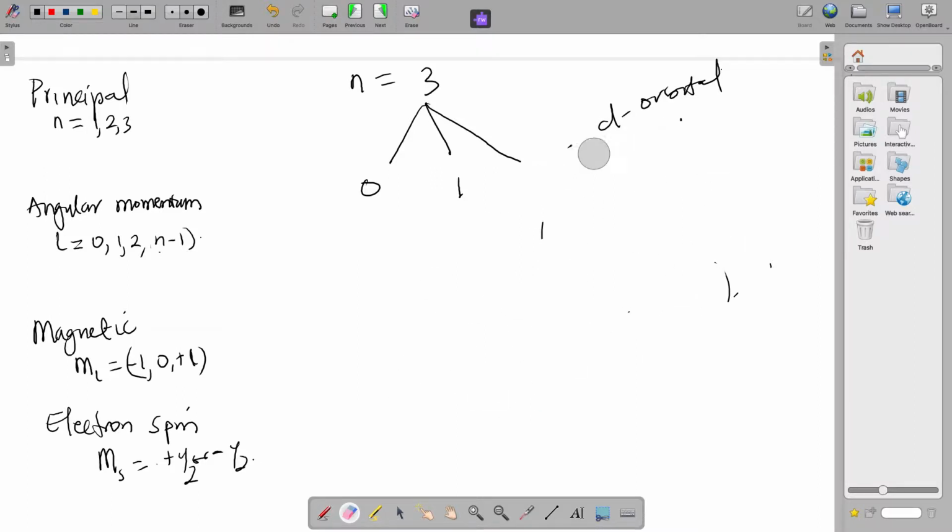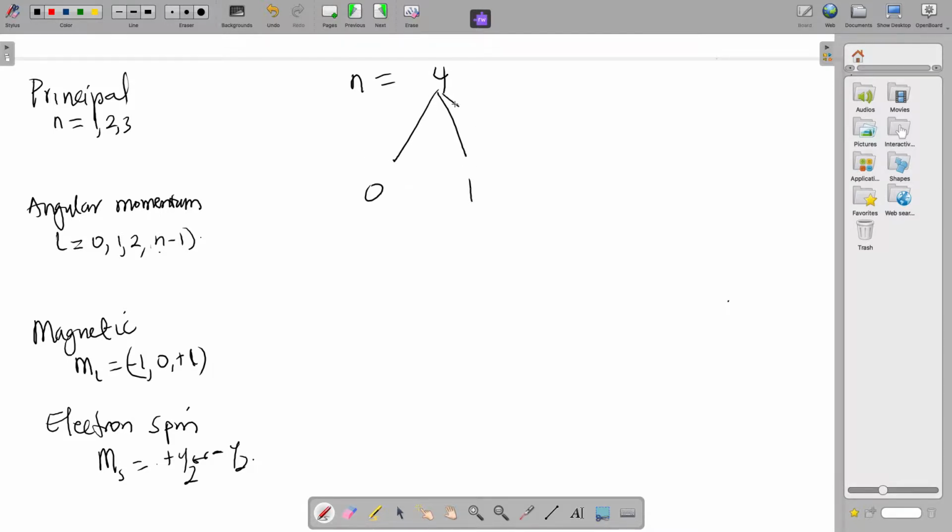The last one is when n is equal to 4. So when our principal quantum number is equal to 4, what are the possible values that we can have? We can have again 0, 1, 2, and n minus 1, which is 4 minus 1, that is 3. So we've looked at the s orbital. We looked at 1, which is the p. We looked at 2, which is the d. Now we'll look at 3. 3 is the f orbital.